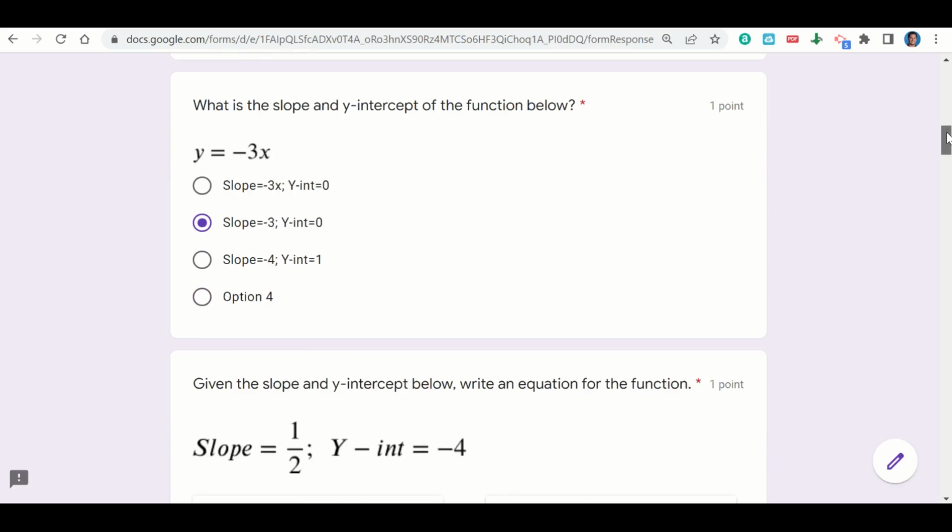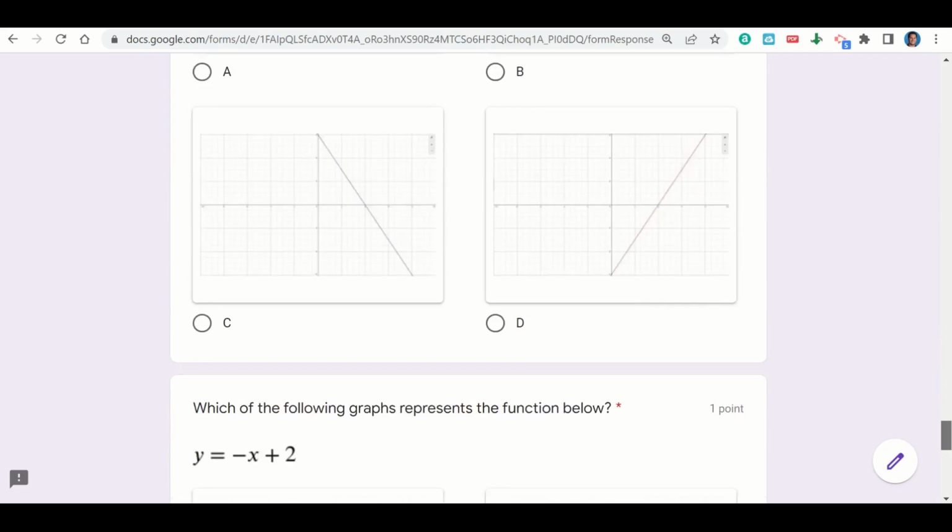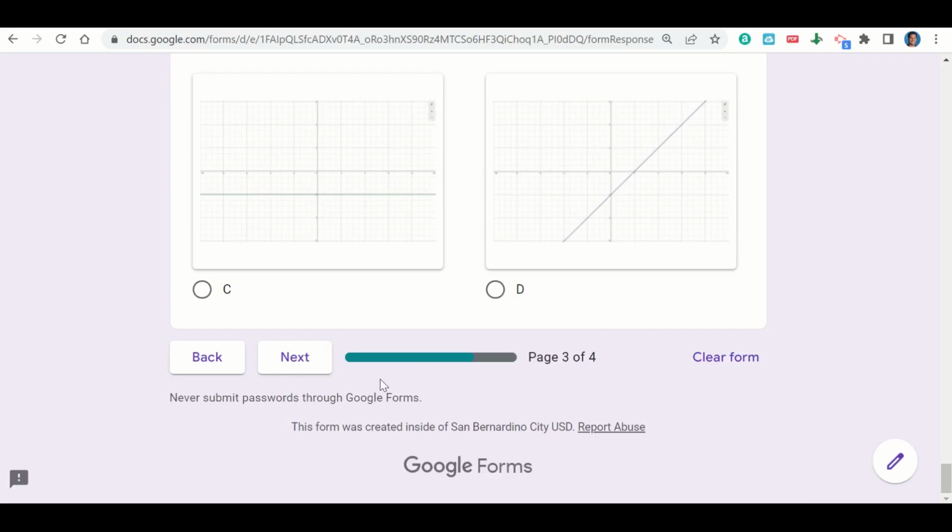And you'll continue to answer all of these questions until you get to the end of the page. Once you get to the end of the page, you'll click Next. This will take you to your Before You Go. You'll go ahead and answer your Before You Go and then submit your work on Google Classroom.